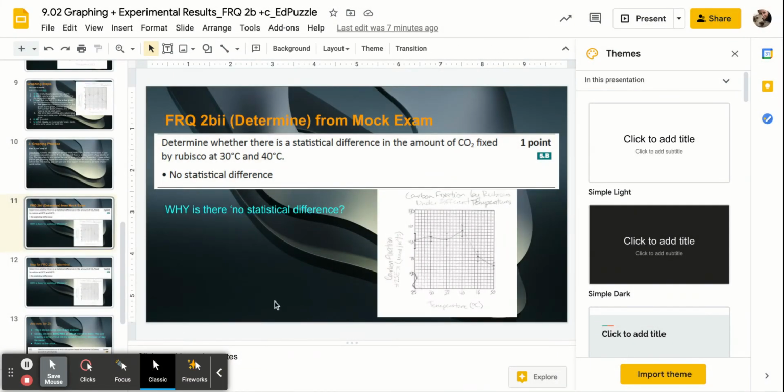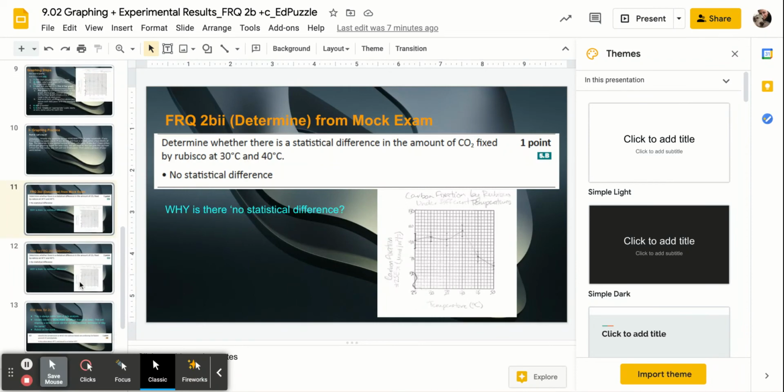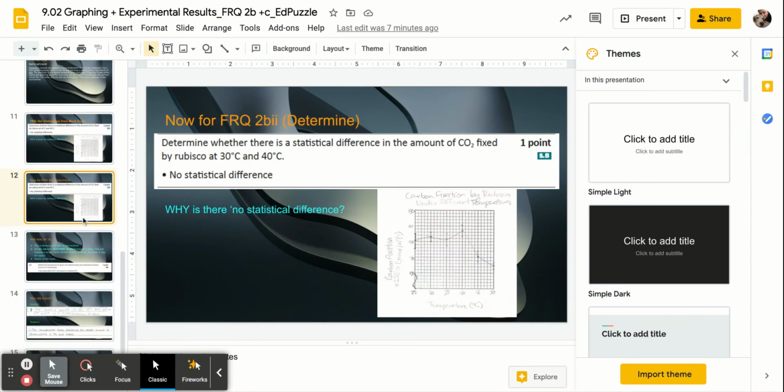That's all that means. So when you're asked to determine whether there's a statistical difference, you just have to say there is a statistical difference or there is not, okay? And it's based on the overlap of the error bars, okay? And this is the same slide.